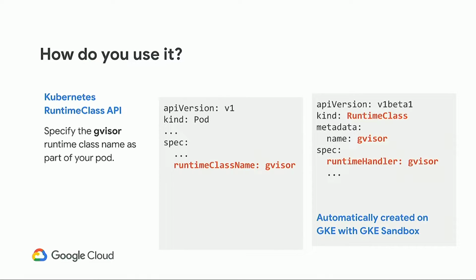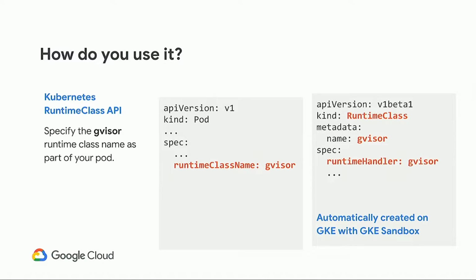So how do you use it from a user's perspective? From a user's perspective, all you need to do is specify the runtime class name as part of your pod spec. Kubernetes provides what's called a runtime class API, which is a new API that allows you to define different runtimes that you can use within your cluster.